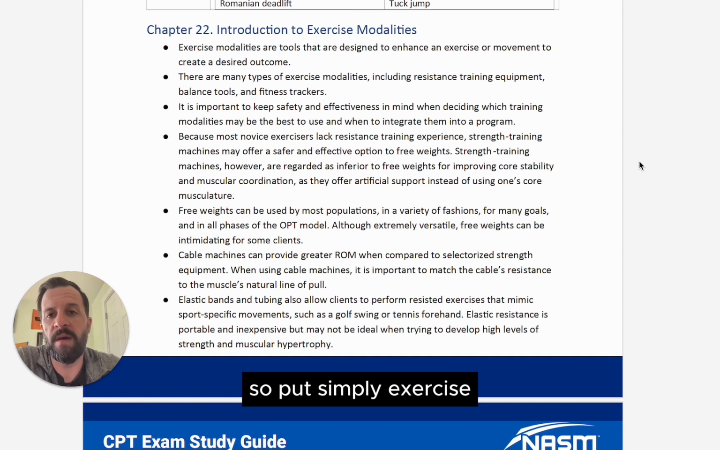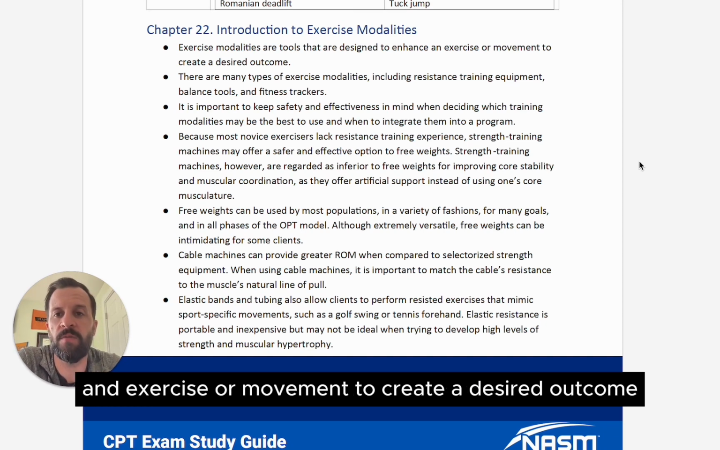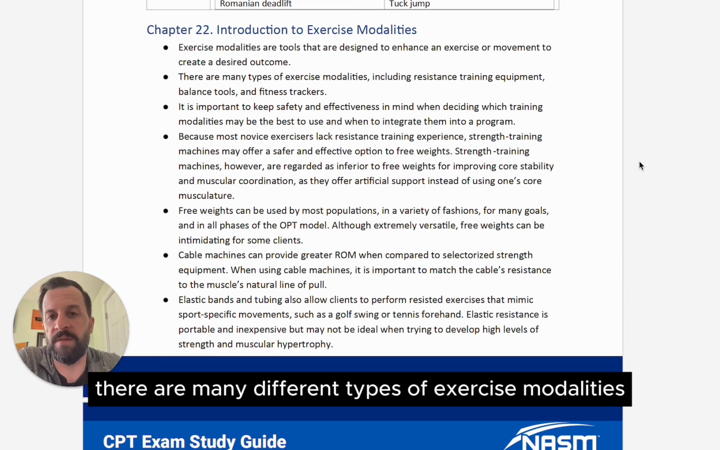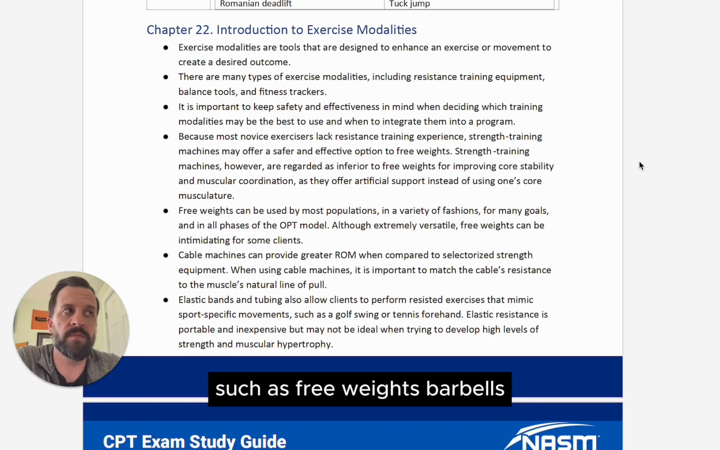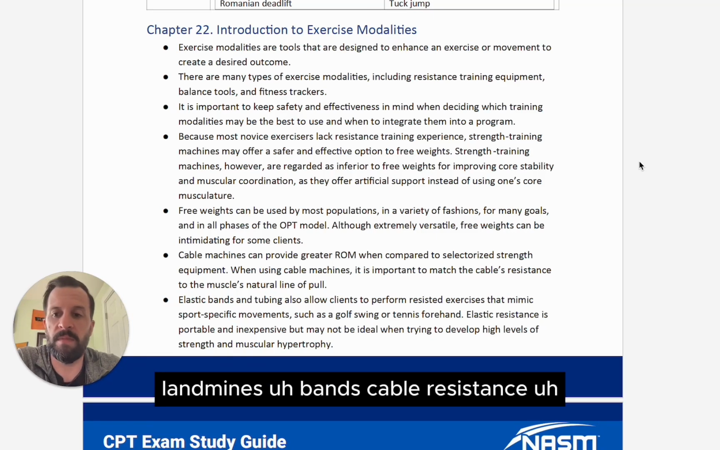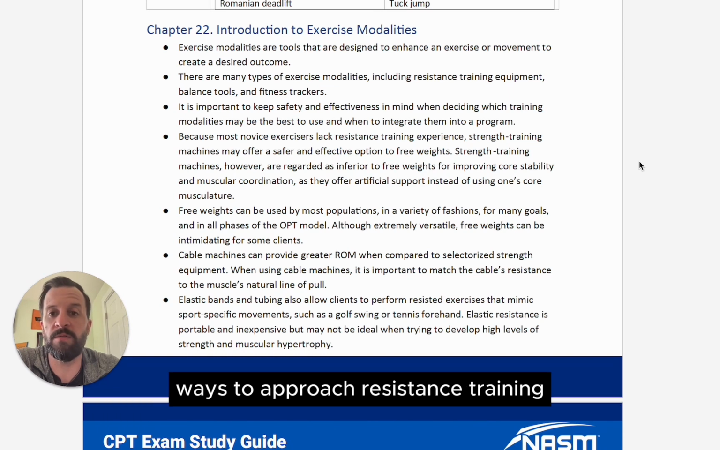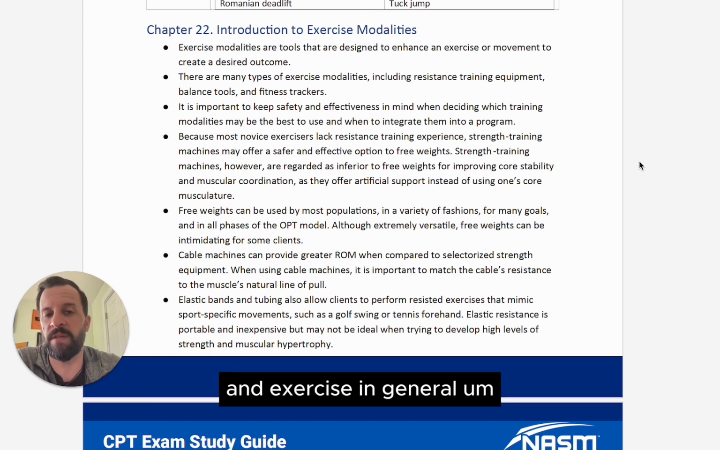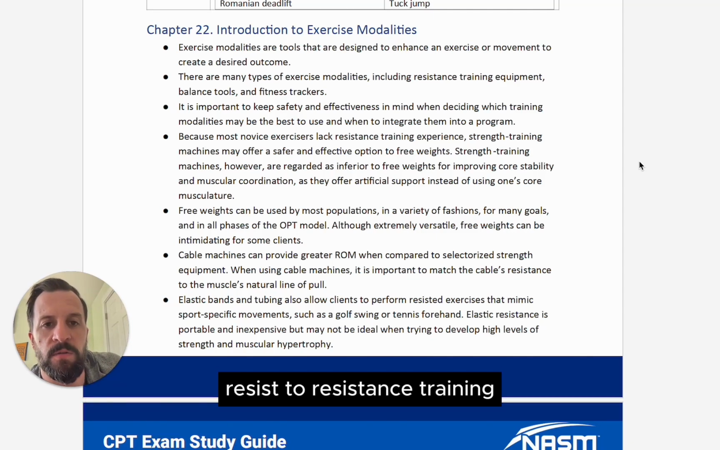So put simply, exercise modalities are tools that are designed to enhance an exercise or movement to create a desired outcome. There are many different types of exercise modalities, including resistance training equipment, such as free weights, barbells, landmines, bands, cable resistance, kettlebells. There's a ton of different ways to approach resistance training and exercise in general. But we saw that there are specific ones to resistance training.